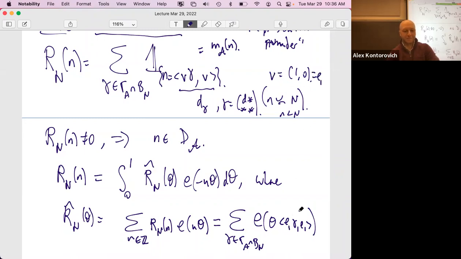I don't see it yet. Okay. Rn is a sum, right? Then you flip them, and then you only pick what will survive. There's only one value of n that will survive the n sum, and that's the value when n is equal to this. Because if n is equal to that, then you get a 1. Then you get e of n theta, but n is equal to this inner product.